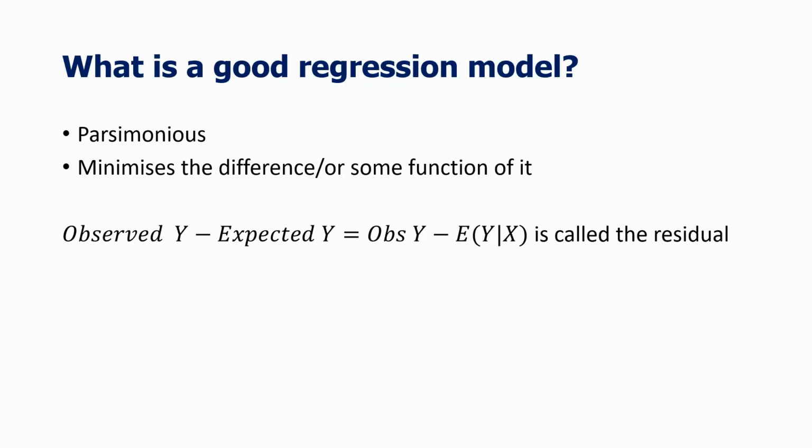Then the second criterion is a good model also minimizes the difference between what you observe and what you expect to see. So what you observe, you always observe your outcome variable when you collect your data, and then you model it using a regression model. And what you model basically gives you your expected value of the outcome variable, or some function of the outcome variable, given what you have observed. Any model that minimizes this difference, or some function of this difference, it could be the squares of this. This difference is called the residual.